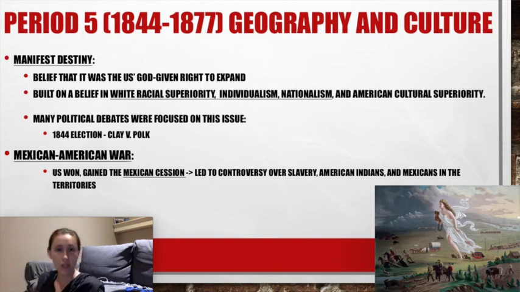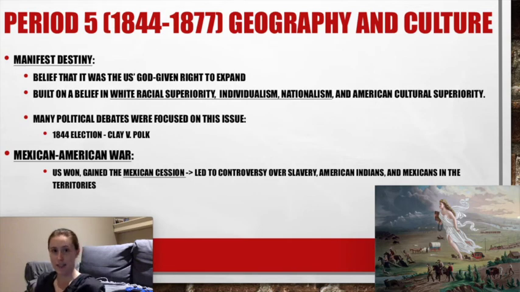And then individualism, the idea that an individual should be able to go out west and try to create a better life for himself, and that it's part of his individualism to go forth and try to manifest his own destiny. As well as a belief in nationalism. Nationalism is pride in one's nation.